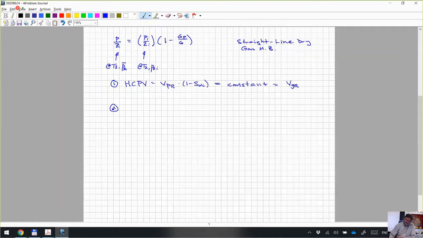And the second assumption is that you have only gas phase in the reservoir. And thirdly, that you only have a surface gas product. That is, no surface condensate.